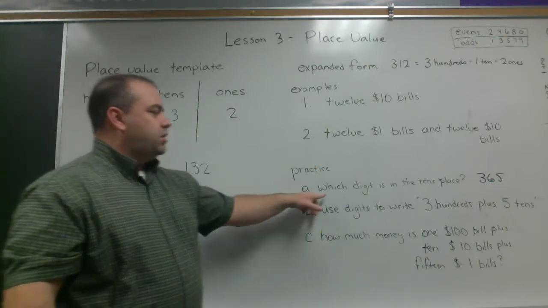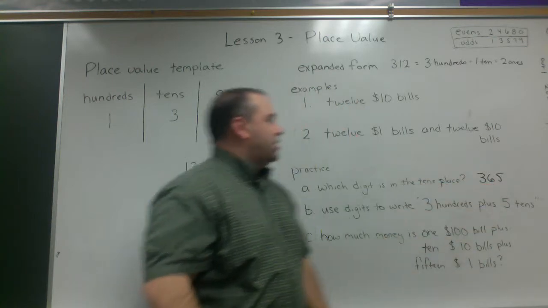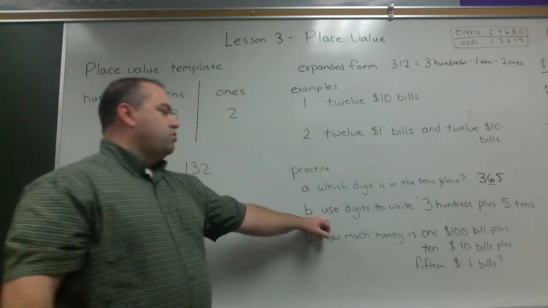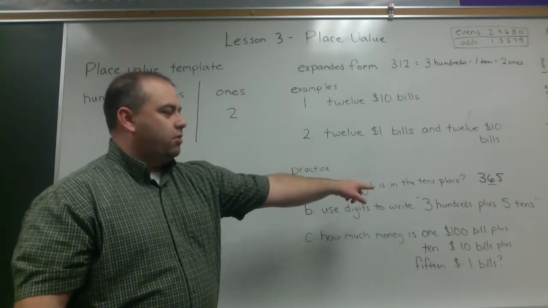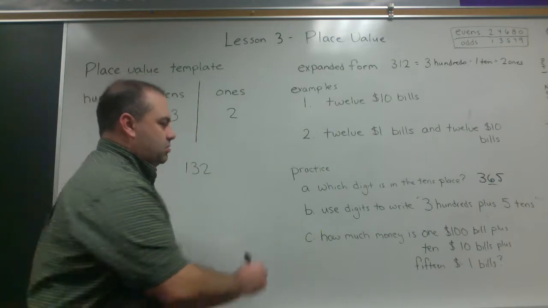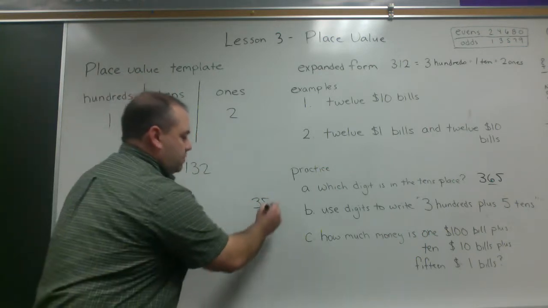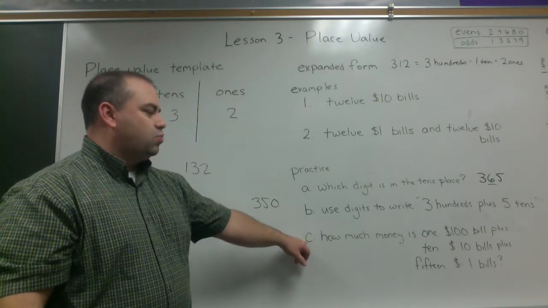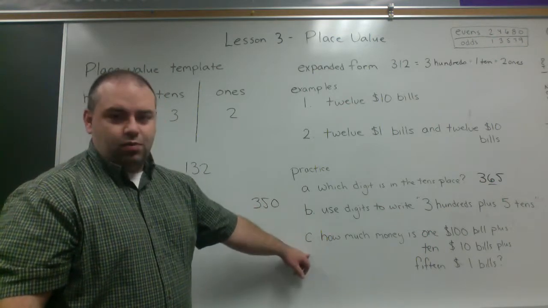Okay, first one, which digit is in the tens place? We look at our number, 365, our tens are right here in the middle, so it'd be 6. Done. If we use digits to write a number, it's just writing it normal, so they wrote it out in 3 hundreds plus 5 tens. So I have 3 hundreds, 5 tens, but I also have ones, which would be 0 ones, so it'd be 350.